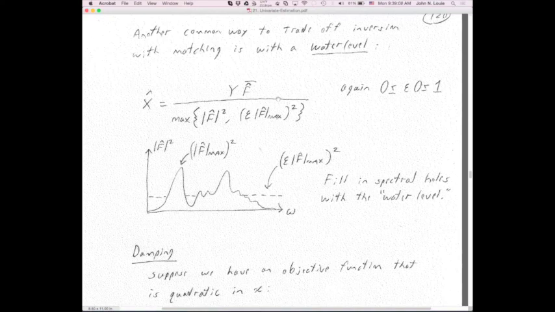Okay. Now, just a note here, another common way to trade off inversion with matching is with what's called a water level. So you make your regularized solution for x, which is the match filter on the numerator, y times f conjugate. And then instead of dividing by f conjugate f plus epsilon, you divide by the maximum value of the magnitude of f squared, the power of f, times epsilon, if that is larger than the magnitude of f squared. And epsilon, of course, has to be between 0 and 1.